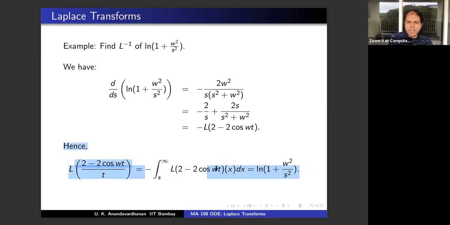So minus of this integral is what? You are integrating this, that is the integral of d by ds of this. So what is the answer? The integral of d by dx of log 1 plus w square by x square is, by the fundamental theorem, log 1 plus w square by x square, right? And the limit is s to infinity. So what will you get? This one evaluated at infinity is 0 minus this one evaluated at s. So you will get minus of this, right?